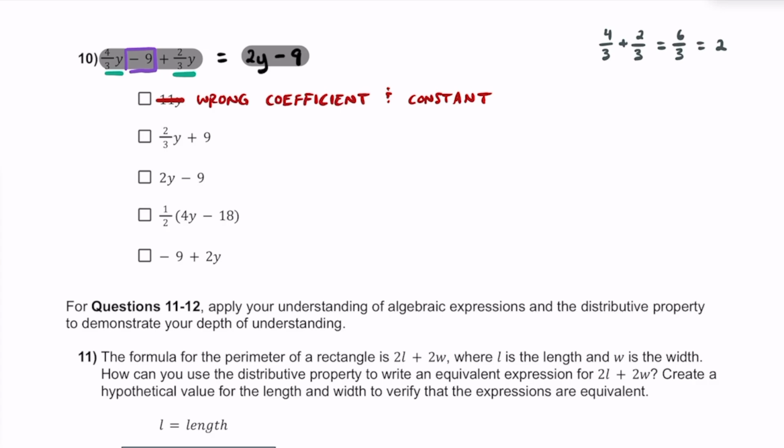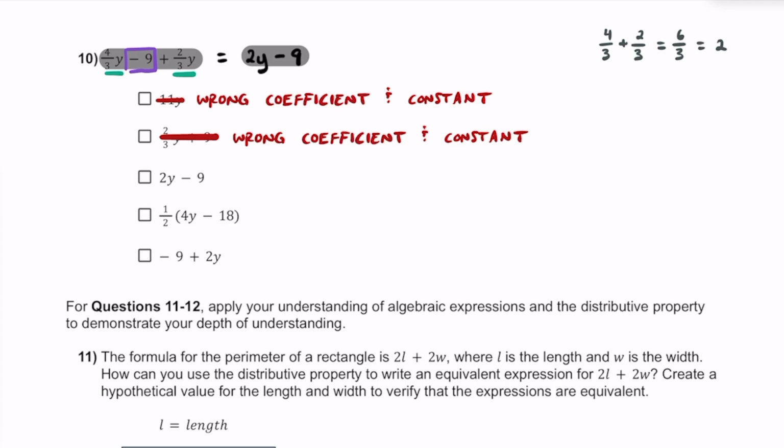Okay. For this next one here, it says 2/3 y plus 9. Again, for the same reason as the last one, we have the wrong coefficient and we have the wrong constant. So there's a couple things that are wrong. I think they might have done 4/3 minus 2/3. I think they might have subtracted them to get 2/3 here. And then I think they might have forgotten the minus sign here and just said it was plus 9. So we can say this expression is not equivalent, because again, we have the wrong coefficient and wrong constant. They maybe got their signs mixed up a little bit.